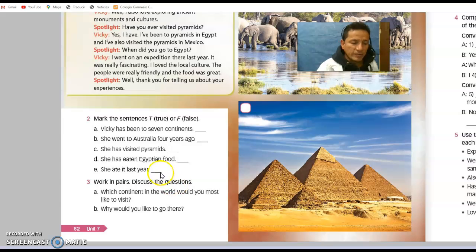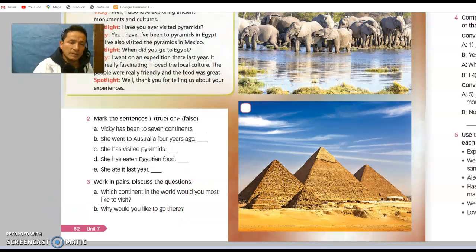All right. So the rest, you're going to complete C, D, E, and you're going to answer these questions. Which continent in the world would you most like to visit? And this is for you. Why would you like to go there? Don't forget this is what you need to do, where you need to answer the questions. So here C, D, E, and the rest.